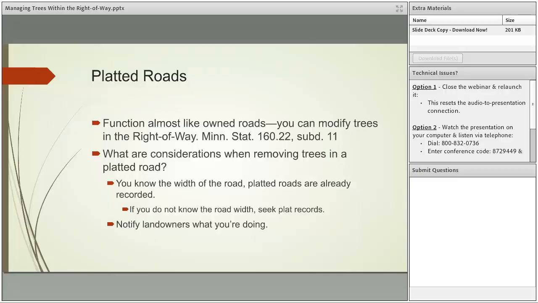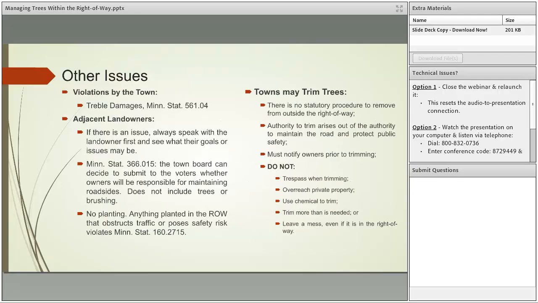They don't have a right to a hearing here, so you don't need to notify them of that, but you should determine a need and you should send out a notice. If you're going to remove a tree in a platted road, know your width. It's already recorded, so if you don't know the precise width of the road, or if the platted road has deviated from the original dedication, seek the plat records. The plat records will help the town board determine what their authority is in a platted road.